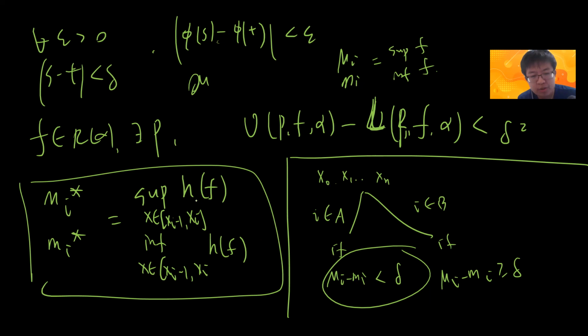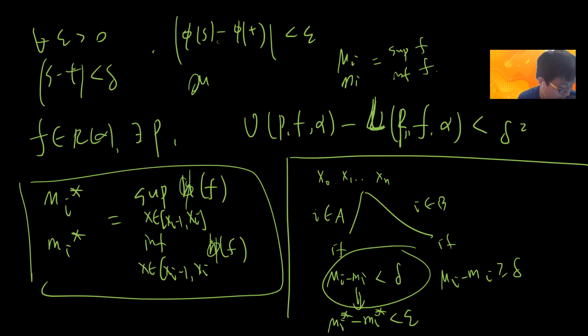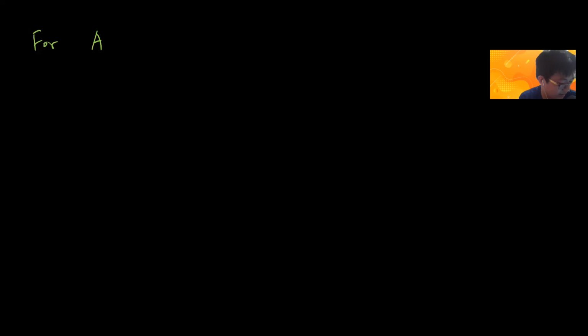So the composition of this and this will imply that mi star minus mi star will be less than epsilon. Okay. Yeah. So for A, I get this.